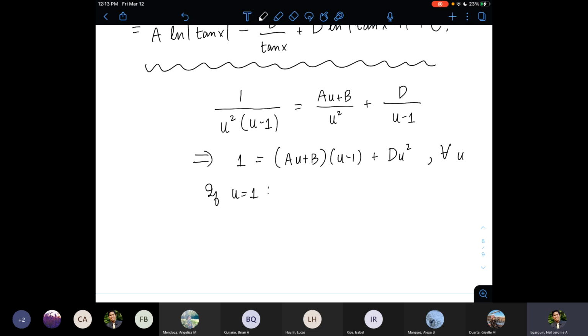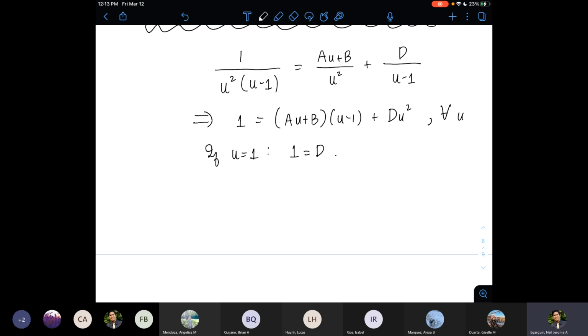Why do I think that is convenient? Because if you plug in u equals 1, look at this guy, that will become 0. So this entire thing will be gone, right? So we'll be left with 1 equals d, which is basically 1 value down.